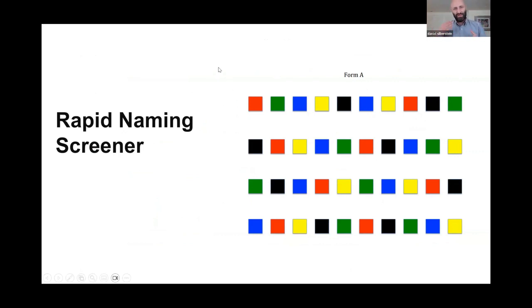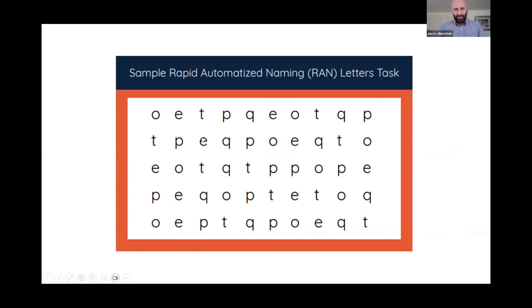And if a student has a weakness in both their phonological awareness and their rapid naming, those are students you're certainly going to want to support first. That's a dual deficit, and they are going to be the hardest students to support in terms of their academic development. Here's like a letters task, right?